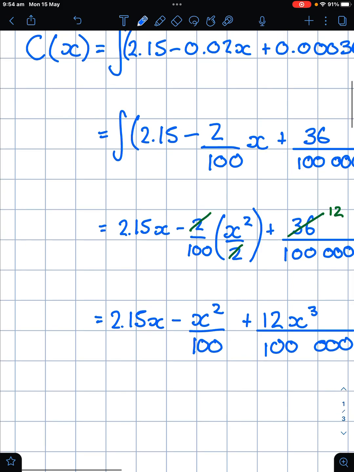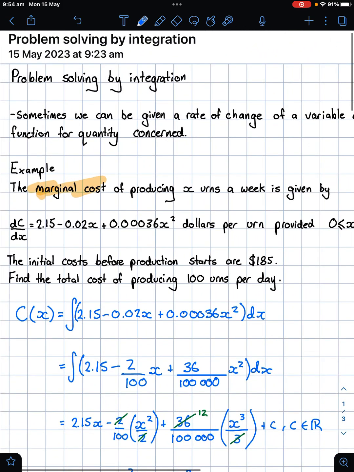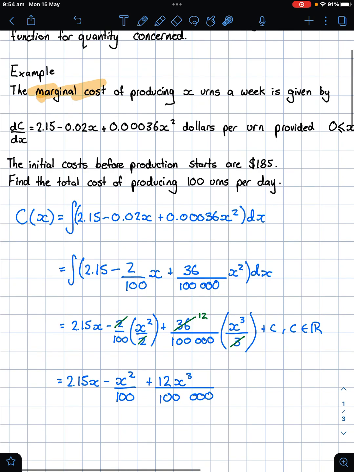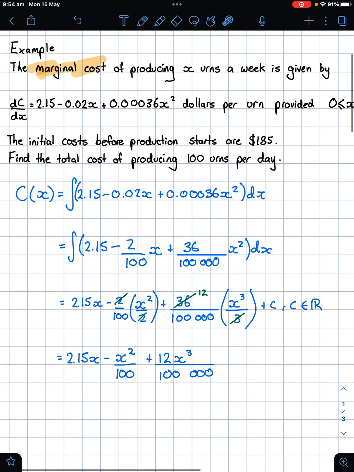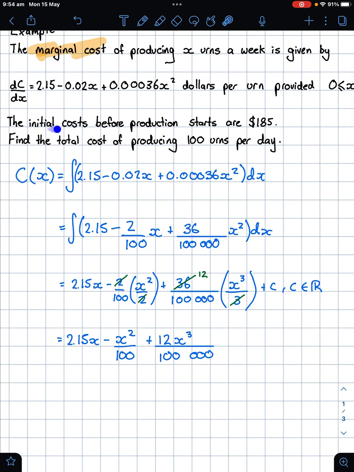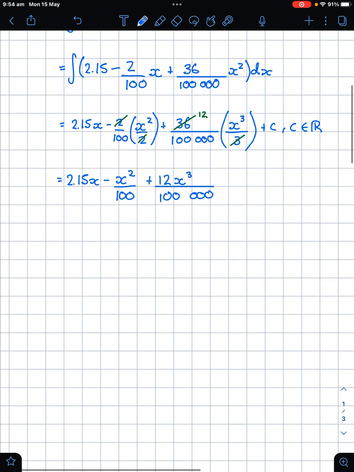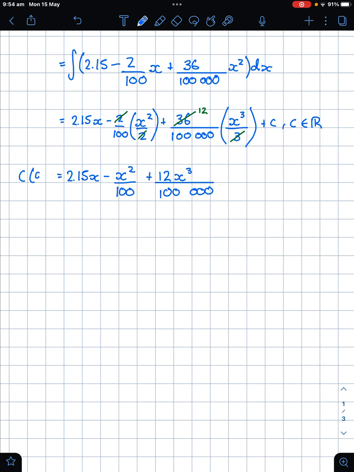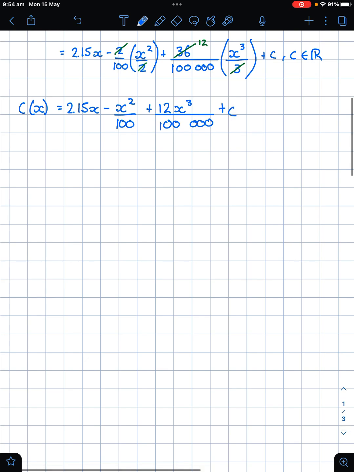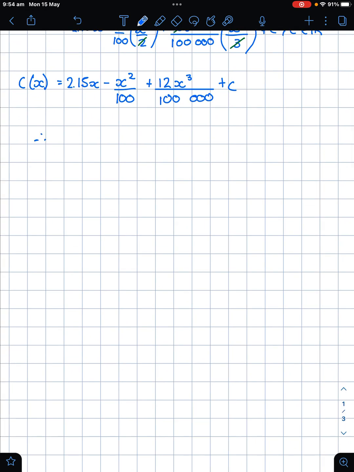All right, the next thing we've got, so we've done the integral here, so sweet, we've done our first bit. Our interval here, we haven't started graphing yet, we've still got to figure out what C is. The initial costs before production starts are $185, so that means here C of 0 is going to equal $185. So we've found our cost function here. Therefore C of 0 equals 185.